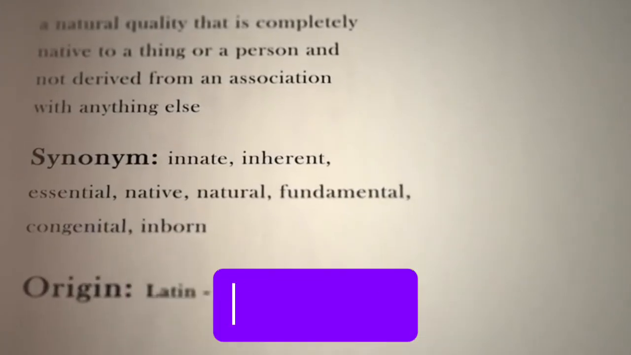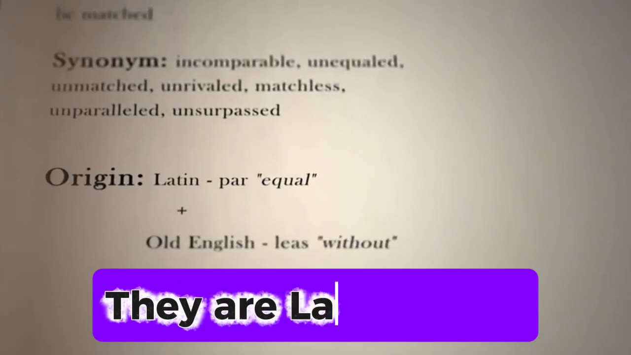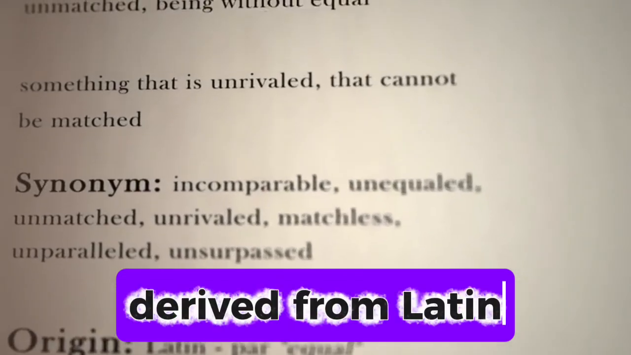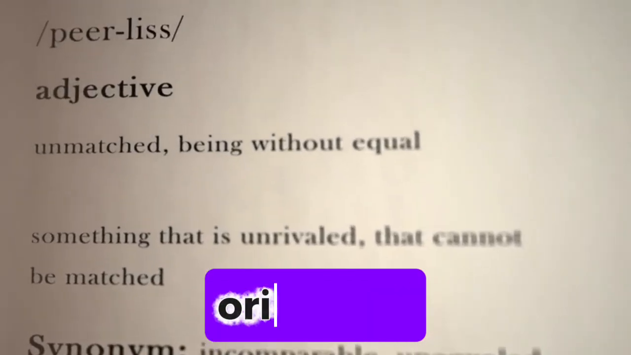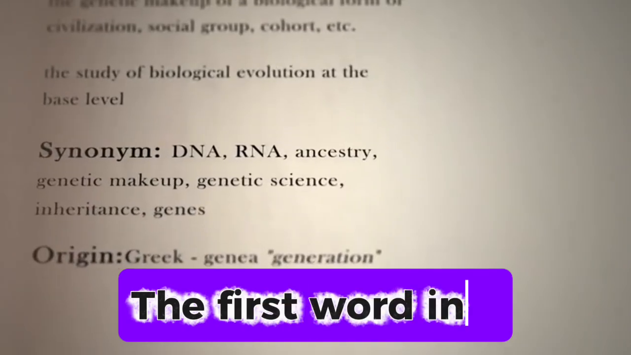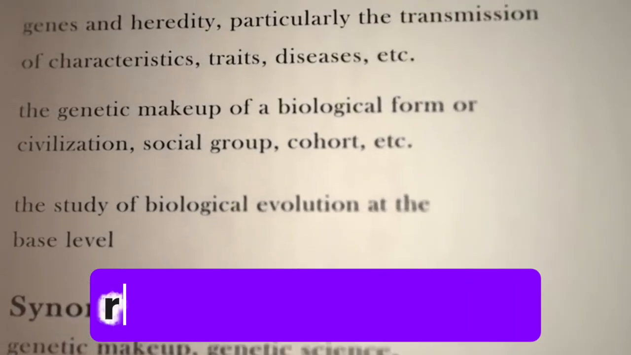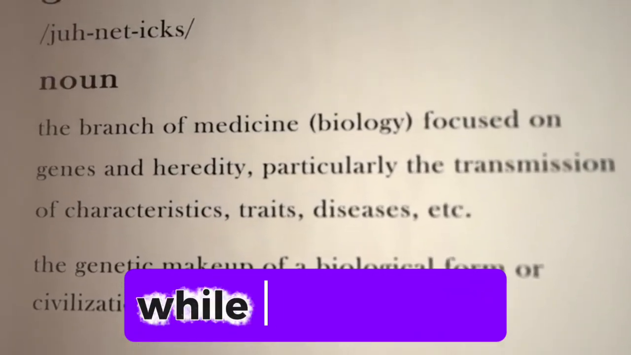1. Biological names are generally in Latin and written in italics. They are Latinized or derived from Latin irrespective of their origin. Point 2. The first word in a biological name represents the genus while the second component denotes the specific epithet.